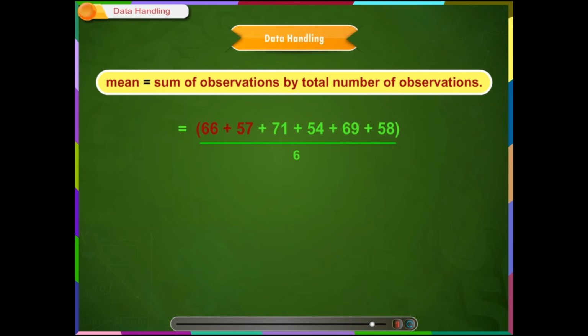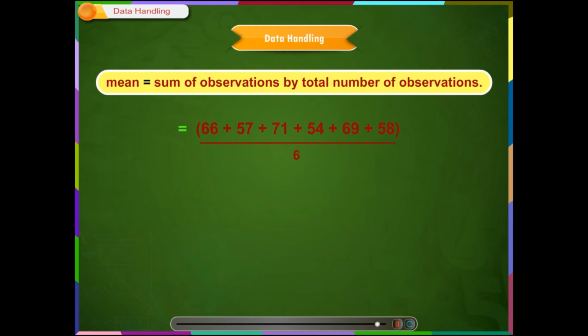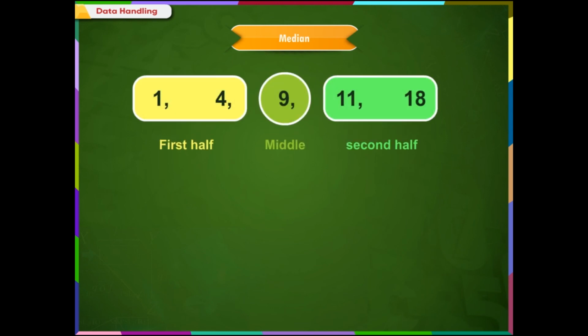Equal to 66 plus 57 plus 71 plus 54 plus 69 plus 58 divided by 6. This is equal to 375 by 6, equal to 62.5. Thus, the mean driving speed is 62.5 meter per hour. Median. Median is the middle of the given data. It is the number that divides the given data into two equal halves.